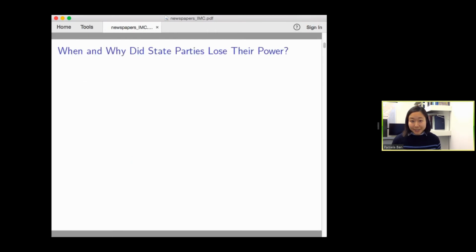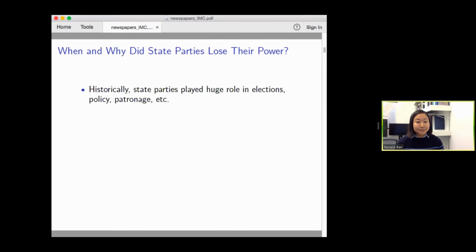And so this begs the question, when and why did state parties lose their power? As I said, historically, state parties played a huge role in elections. They heavily influenced campaigns and election outcomes, and they used the control of political office to distribute patronage and other forms of favors to their members. But today, the names of these local and state party organizations and machines are largely forgotten, and their power is basically a distant memory at this point. And so the question is, has the power of these organizations dwindled, and how? And if it has declined, has politics in the US become more candidate-centered?